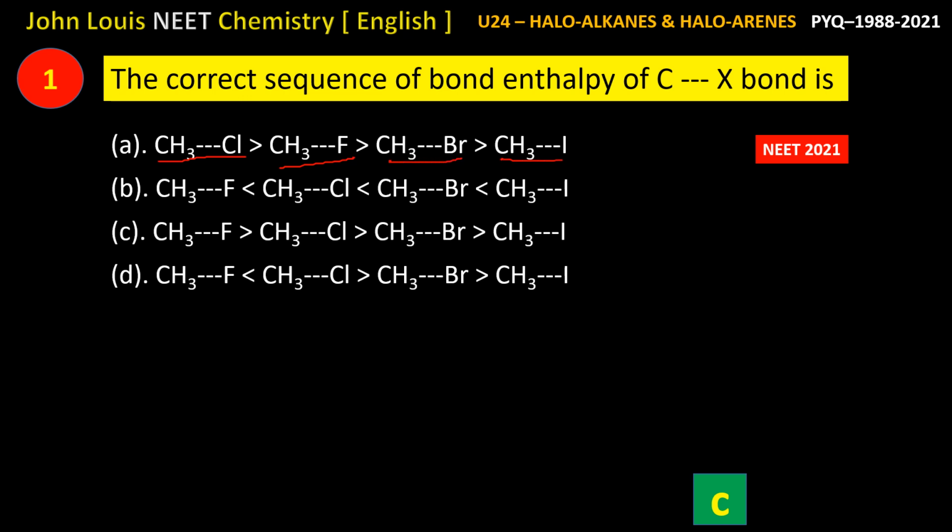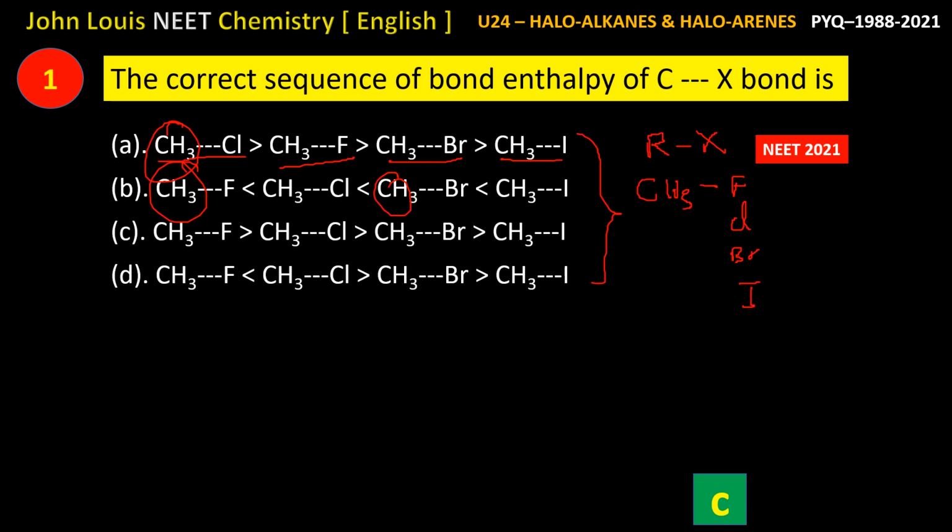So the same compounds are given in all the 4 options. Therefore, this is an alkyl halide compound, RX we can take. Here the R group is the same in all the compounds. The R group is CH3. Everywhere it is CH3, but the halogen differs. The halogens vary from fluorine to iodine: fluorine, chlorine, bromine and iodine. Therefore the bond enthalpy also will vary.